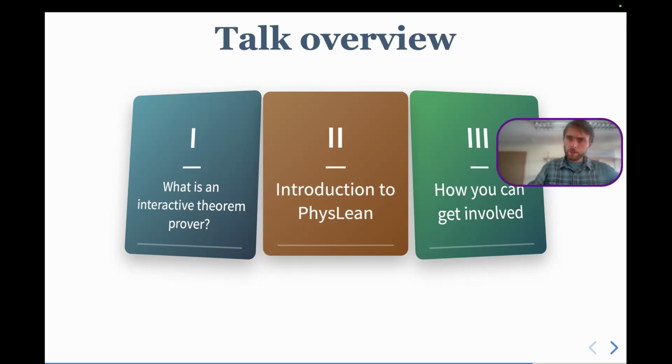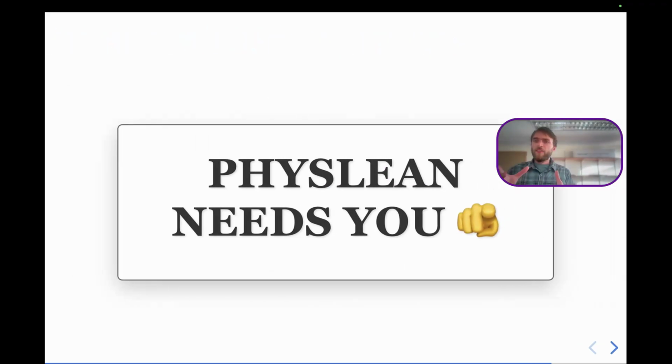So what I want to do in this third part of the talk is tell you how you can get involved. Like I said at the start, this is a project where we really need more people to get involved. In particular, PhysLean needs you. We need people from a physics background. We need undergraduates that have the motivation to help drive this project forward. This is a way that if you're an undergraduate or master's student, you can get involved in a research level project.